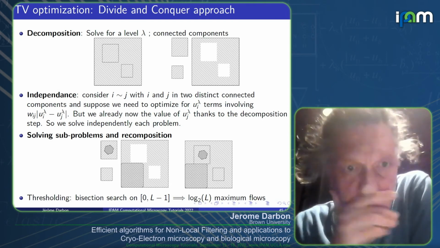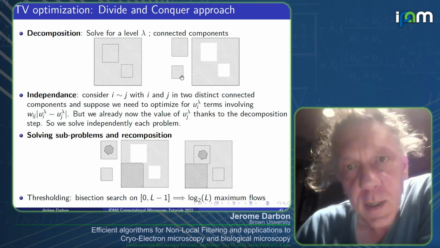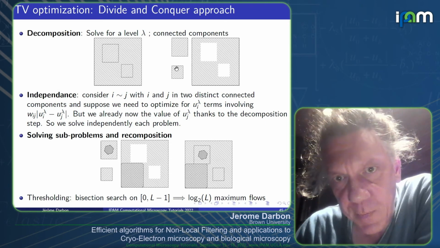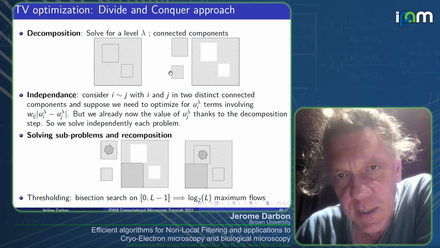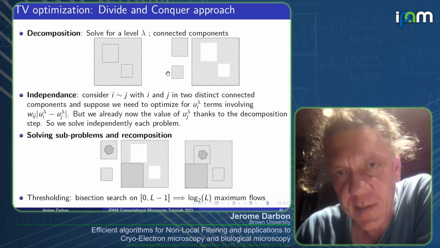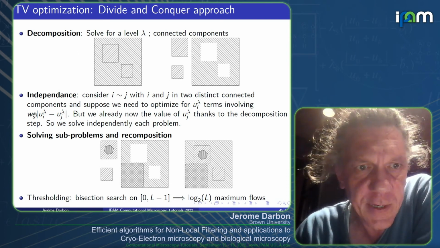Why can we do that? This is, again, where the coarea formula comes in. When I want to optimize for this problem here, I need to know what the value should be, for instance, for a pixel here at the border, what the value of the pixel should be on the left. Why? Because I have my TV.